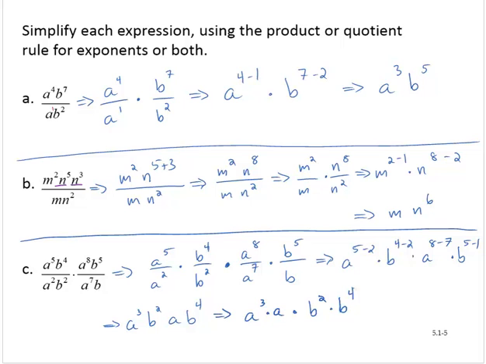And now I can use the product rule. That would be a to the 3 plus 1 times b to the 2 plus 4. And the simplified form then is a to the fourth times b to the sixth.